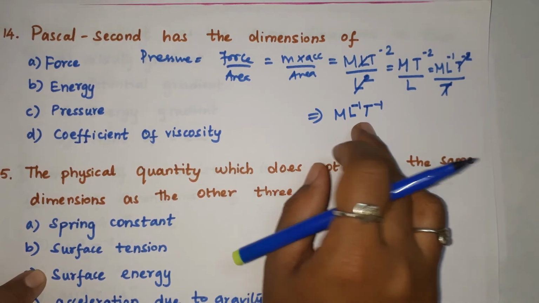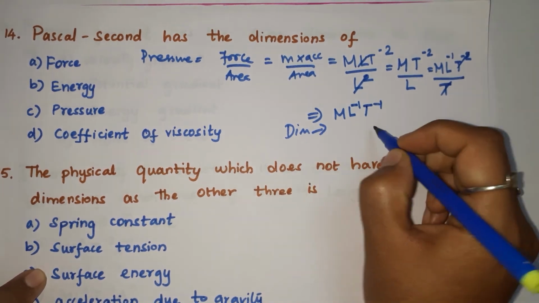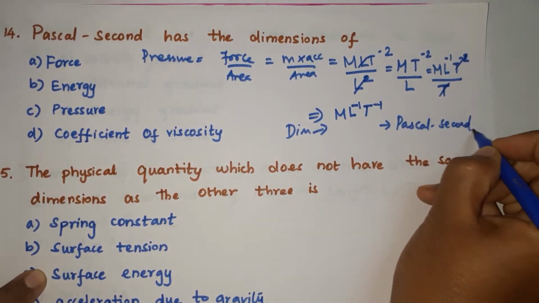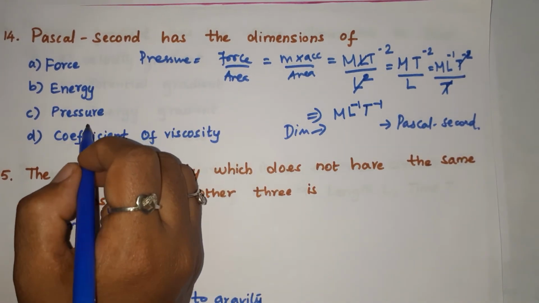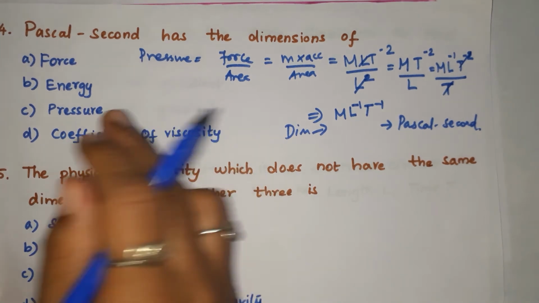So this is the dimensional formula of Pascal second. So easily we can just tell this is the answer. So what is the answer for this? What we find for this is pressure.